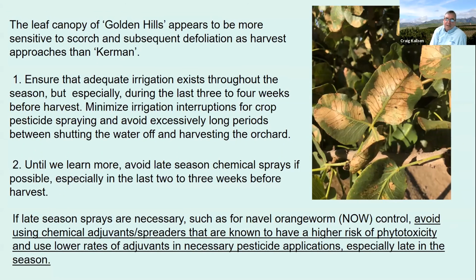And I'm also suggesting that we avoid late season chemical sprays if possible. Obviously, we got to control our navel orange worm, but we have some people that probably spray excessively. And pistachio does a great job of absorbing nutrients through the soil. If you do need to put on some sprays later in the season, I would avoid using chemical adjuvants or spreaders that are known to have a higher risk of phytotoxicity, and use lower rates if possible.